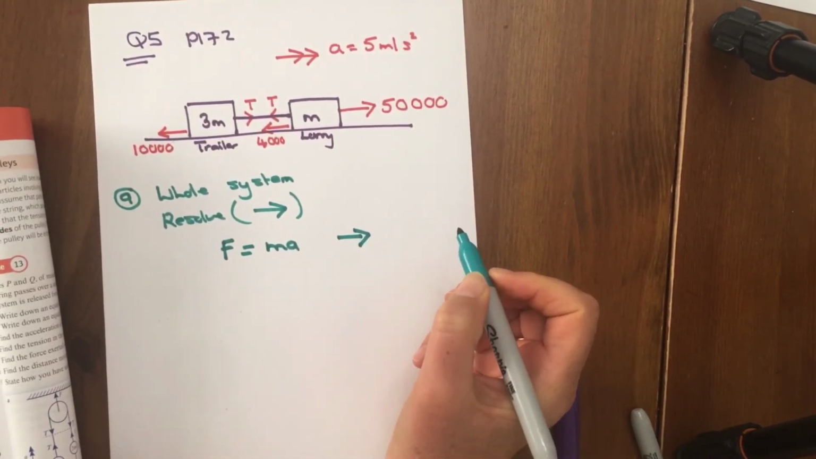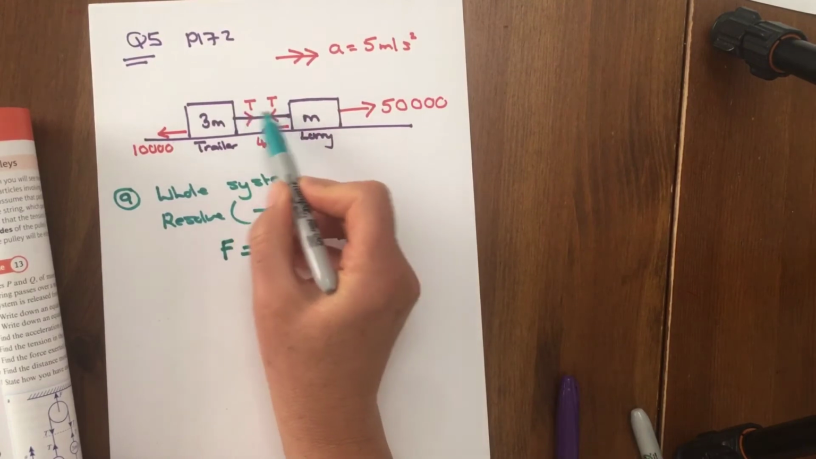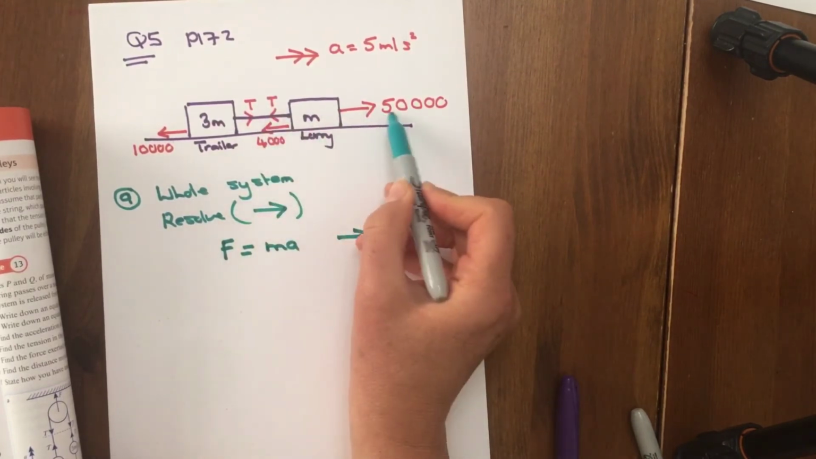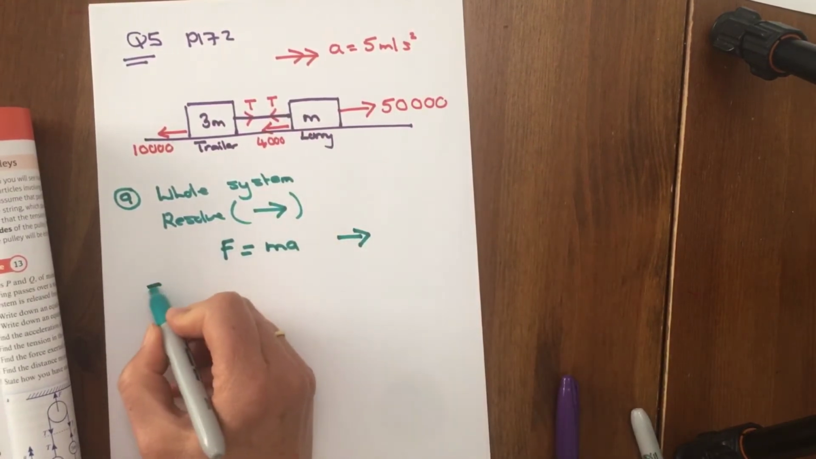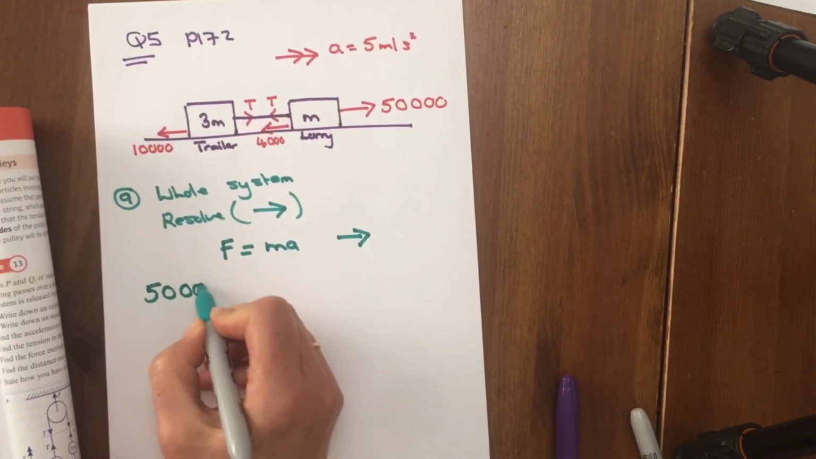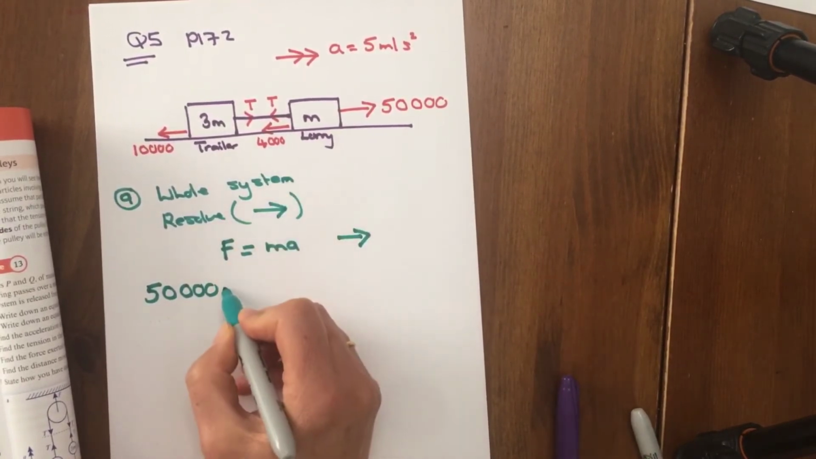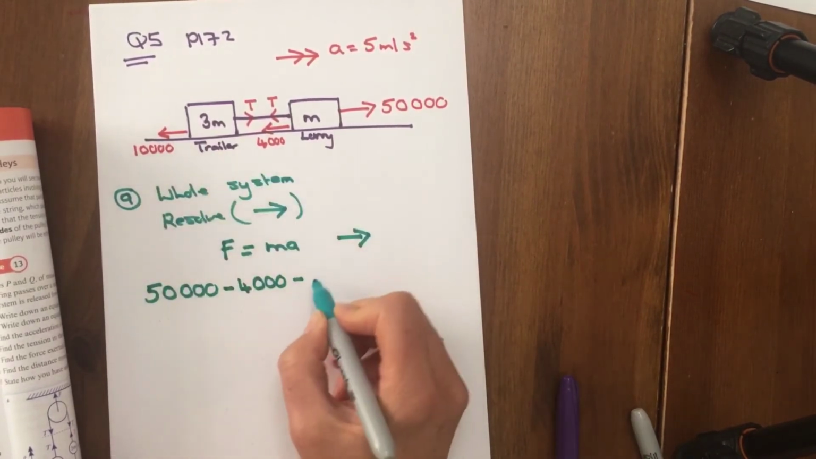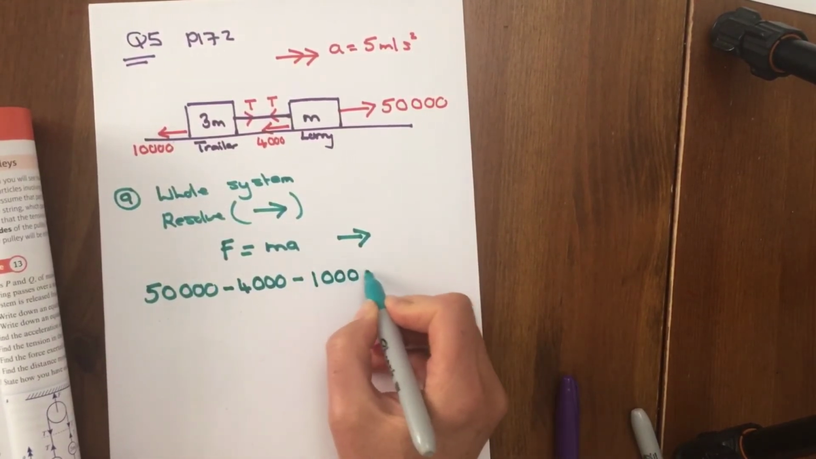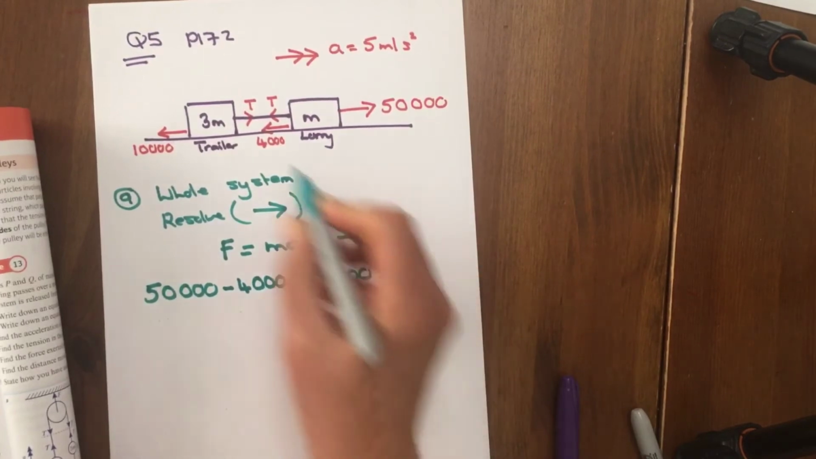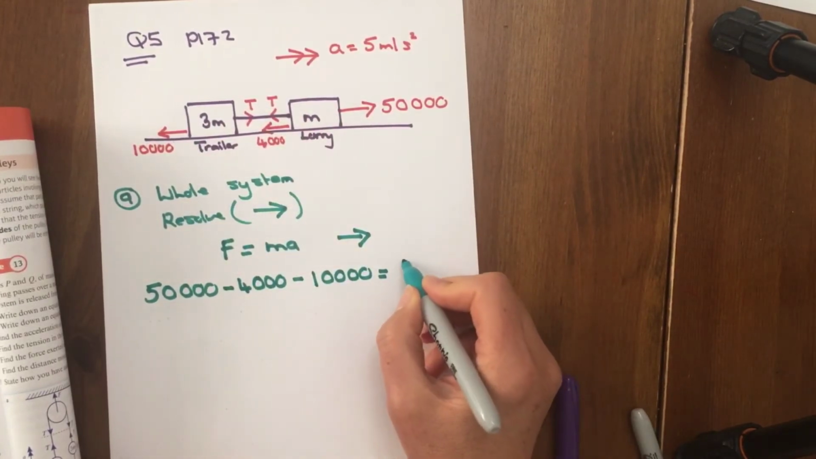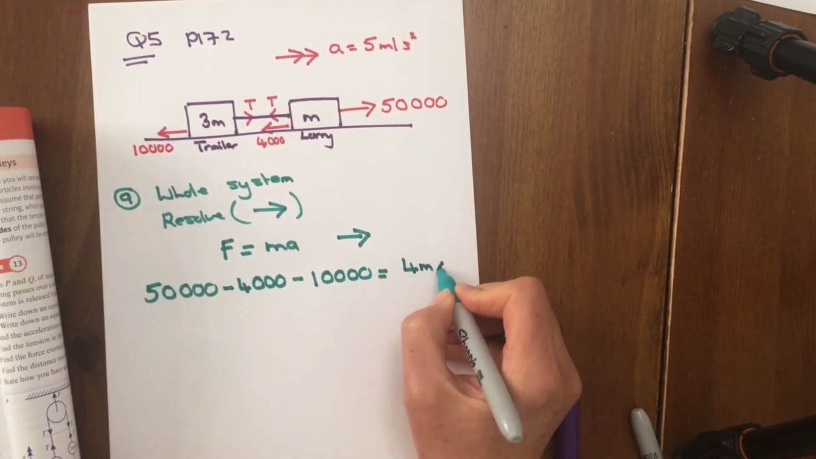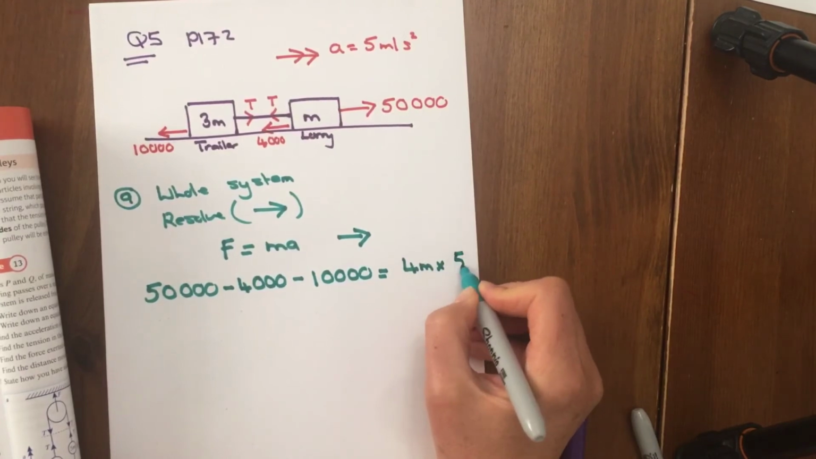So let's think about the forces. Well, the tensions are going to cancel each other out. I've got 50,000 going to the right, that's positive. 4,000 to the left, negative. And 10,000 to the left, negative. Equals my whole mass, 4m, times my acceleration, 5.